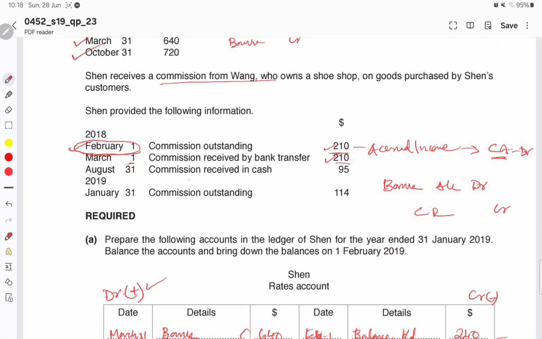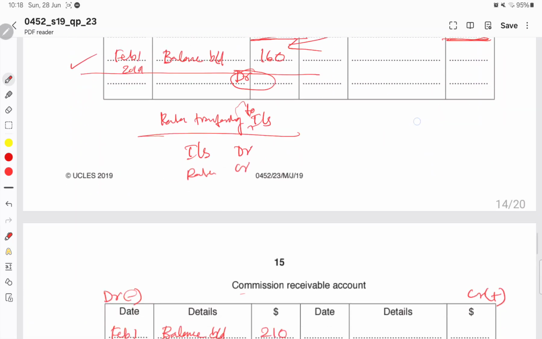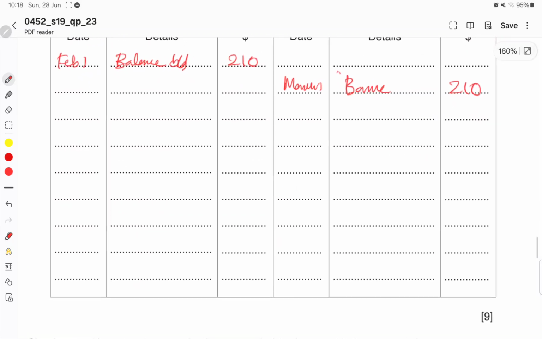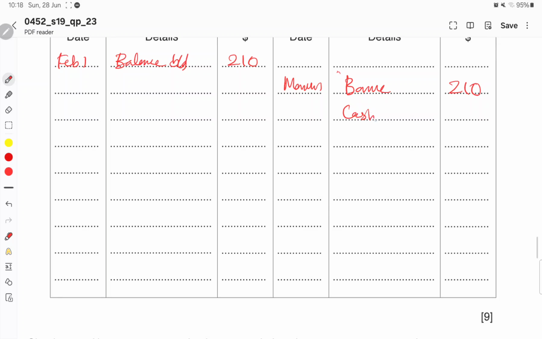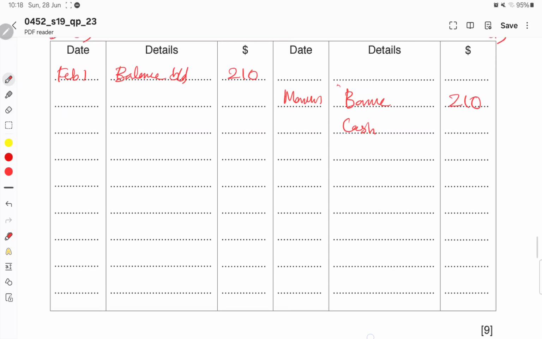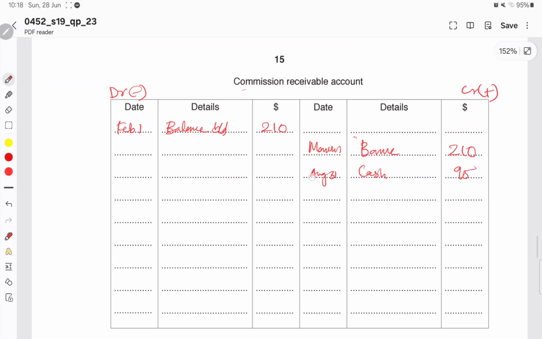Now commission received in cash also, 95. That also is income. So cash account debit, to commission receivable. It is on August 31st, isn't it? Dates are important. So 95 you received through cash. Right. Then what else do we have?